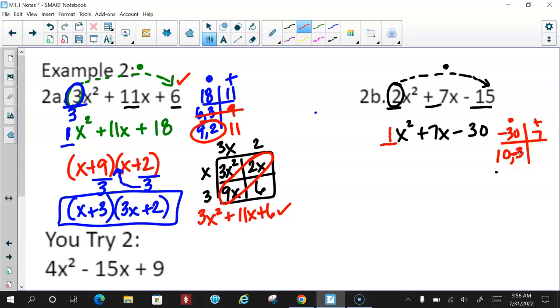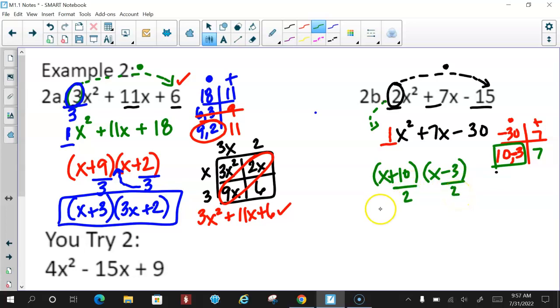And then, of course, check. What is 10 plus negative 3? Positive 7. So positive 10 and negative 3. So x plus 10 and x minus 3. But are we done? No, because remember, we went from 2 to 1. So what do we have to now divide by? We now have to divide by 2, because that was that leading coefficient. And here we go. 10 divided by 2 is 5. But can we divide negative 3 by 2 evenly? No. So bottoms up. This becomes 2x minus 3.